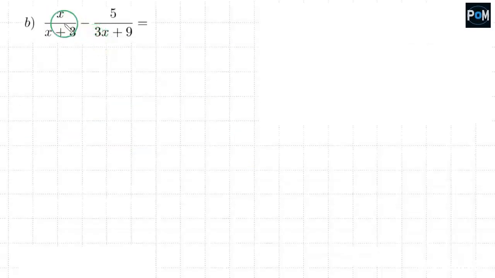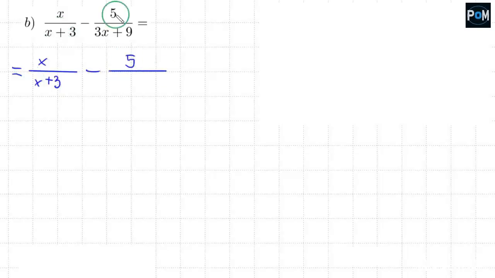In example B, I have this operation. I will first copy the fraction without changes. In the second fraction, that 5 does not change. And here at the bottom, I have 3x plus 9. So I can factor out a 3 here. I factor out the 3.